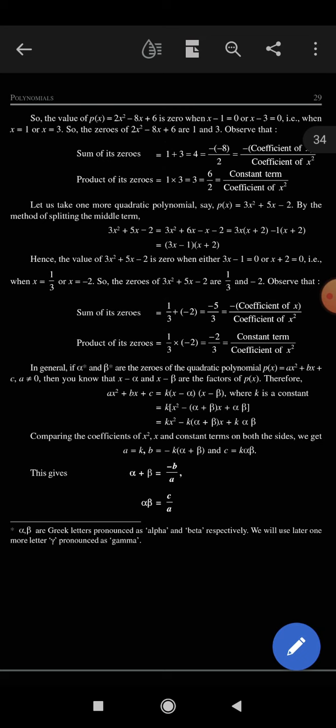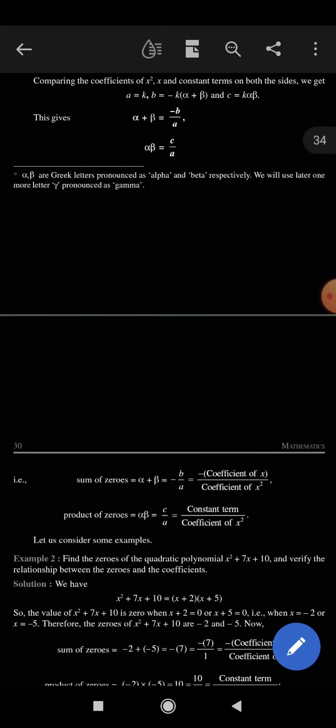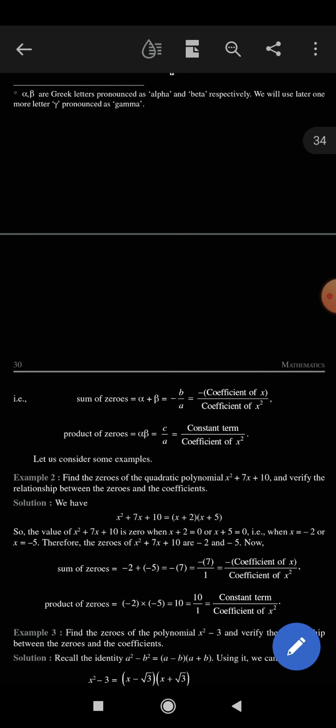Comparing the coefficients of x square, x and constant term on both sides, we get a is equal to k, b is equal to minus k(alpha plus beta), and c is equal to k into alpha into beta. This gives alpha plus beta is equal to minus b upon a, and alpha into beta is equal to c upon a. And alpha, beta are Greek letters pronounced as alpha and beta respectively. We will see later one more letter, gamma.